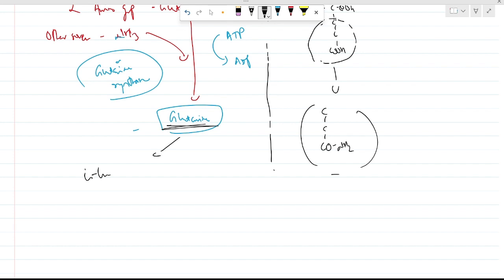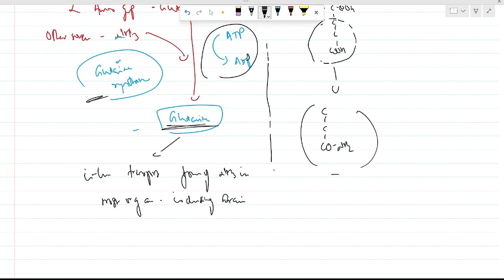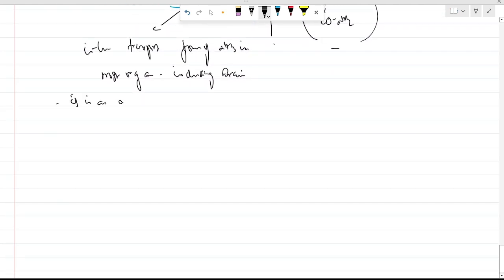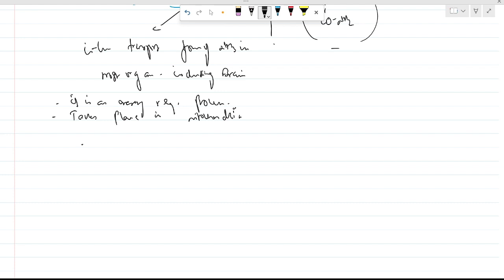Glutamine is the transport form of ammonia in most organs including brain. Enzyme glutamine synthase. Synthesis requires ATP. ATP is getting converted to ADP. So obviously it's an energy requiring process. It takes place in mitochondria. It's also called the first line trapping of ammonia.